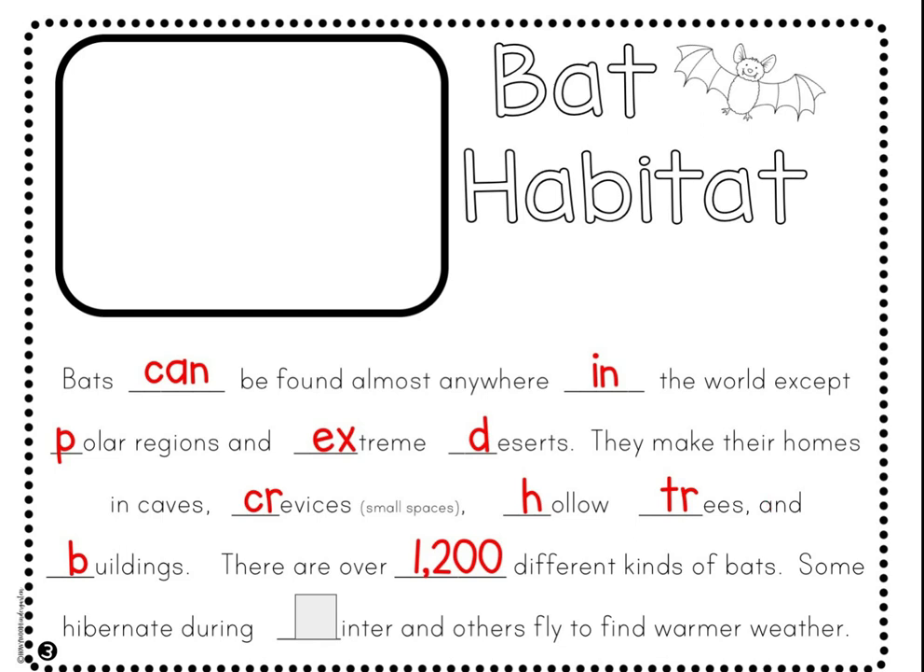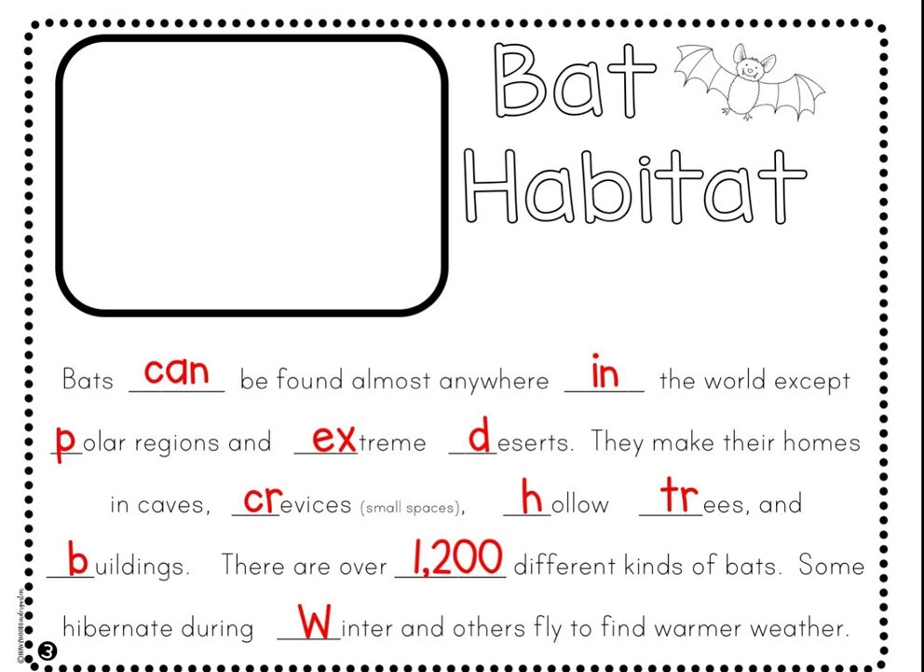Some hibernate during winter. You can write a W for winter. Some hibernate during winter. Remember, hibernate means to sleep through the winter to conserve energy. So they'll eat a lot leading up to the winter, and then they'll find a warm place to sleep, like in their cave or small crevice, and they'll hibernate or they'll sleep all through the winter to withstand the cold.